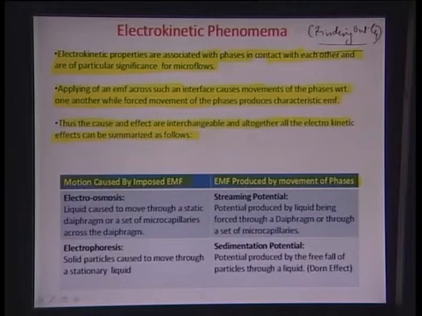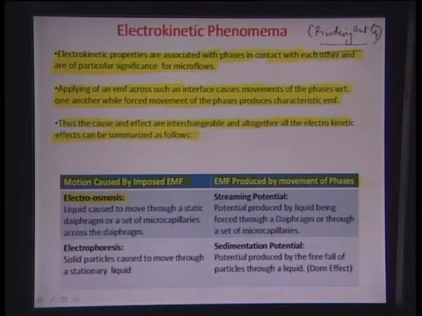In another instance, you are producing an EMF by forcing a certain interface over another, which develops this double layer charging. So, there are 4 different mechanisms which can be categorized into these 2 subtypes. One is motion caused by the imposed EMF. This category includes electro-osmosis. Definitionally, electro-osmosis is the principle by which liquid is caused to move through a static diaphragm with microcapillaries. Due to electro-osmosis, it generates some kind of a driving pressure which causes liquid to move through a static diaphragm or a set of microcapillaries.